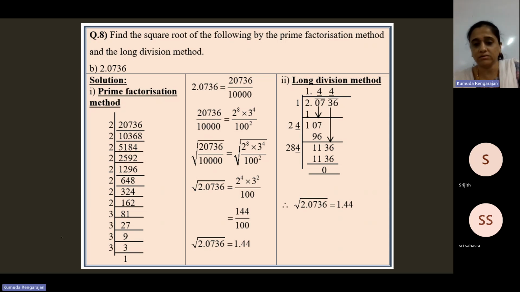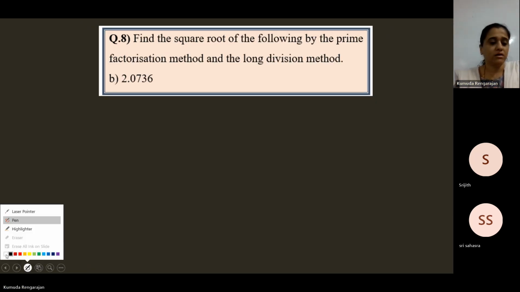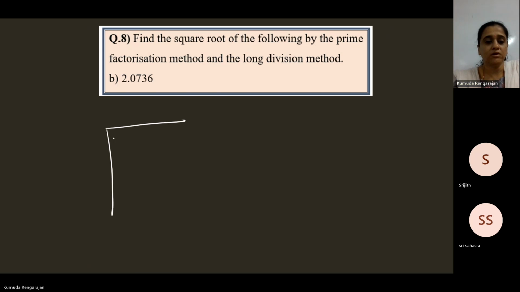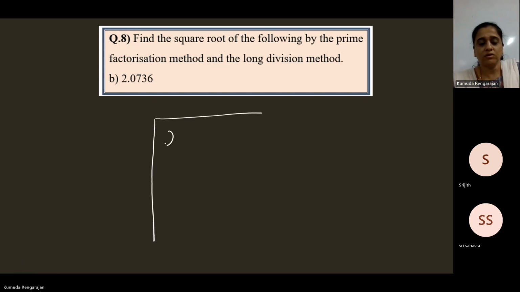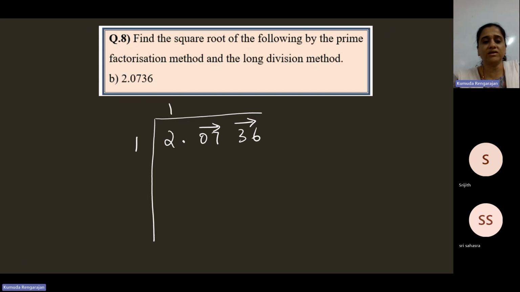Now the long division method. 2.0736. How do you pair it? Like this, correct? 1 ones are 1. 1 is the remainder. This one has to come down, but it's after the decimal point. So place the decimal point and then bring 0.7 down.